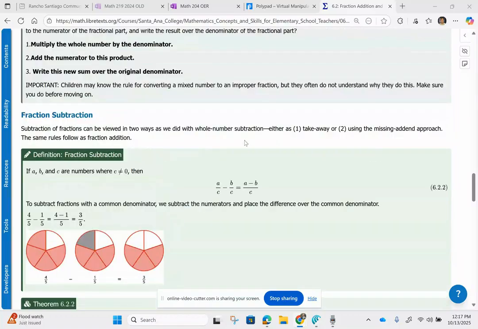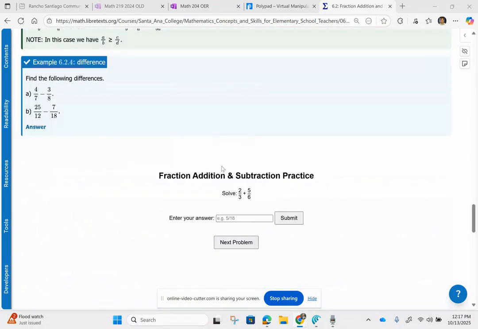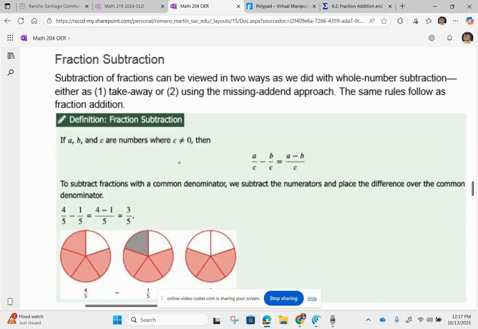Let's go ahead and take a look at our fraction subtraction. This is the textbook again, just reminding you of the resources within the textbook. I have a little quick learn check later on when you want to add and subtract fractions. But we're going to go ahead and take a look at subtraction now.